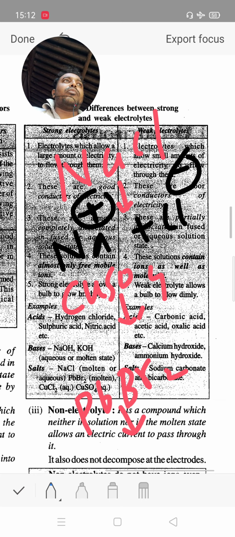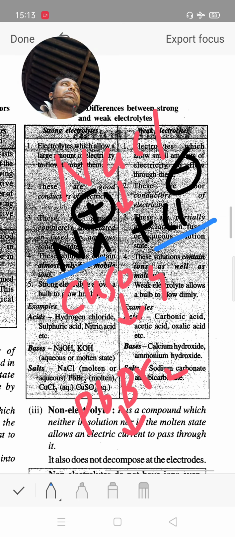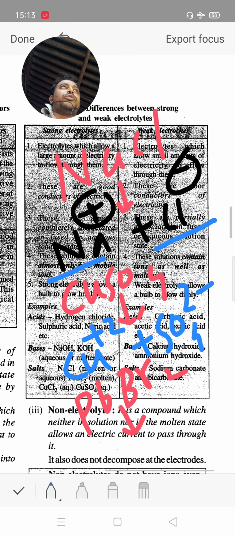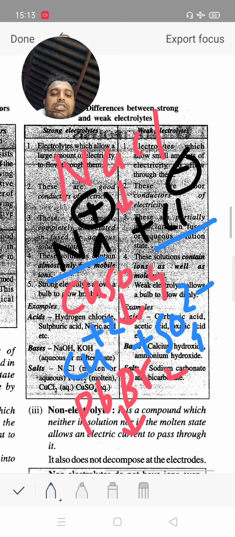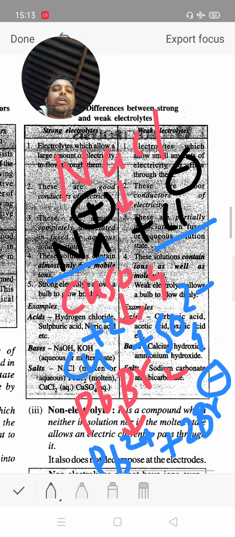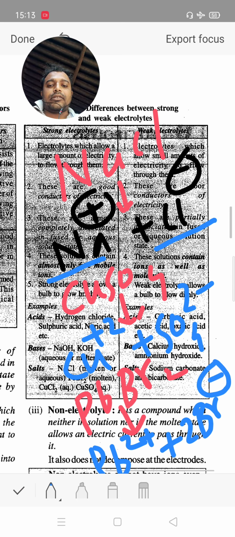When it converts into molten state or liquid state, it is a great conductor of electricity because it produces Na+ ion and Cl- ion. Same example, copper sulfate. It produces Cu2+ ion and SO4 2- ion in aqueous solution or molten state. Same example, lead bromide. It produces Pb2+ and 2 times Br- ion. Then it is also an example of a good strong electrolyte.